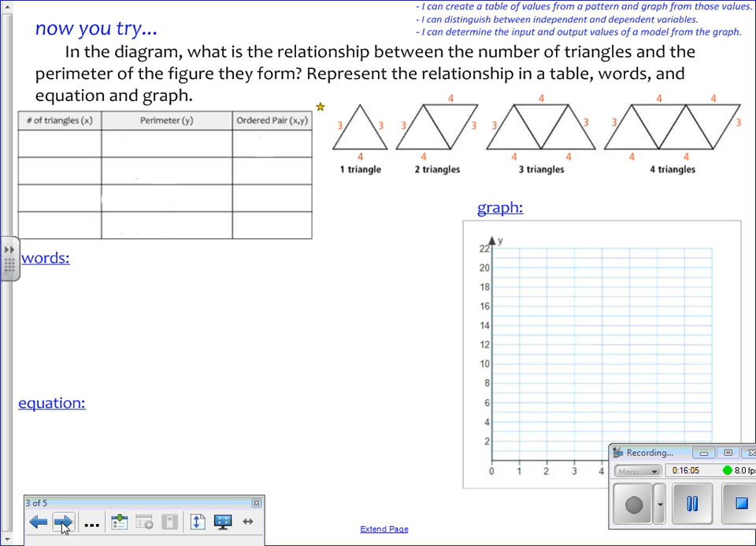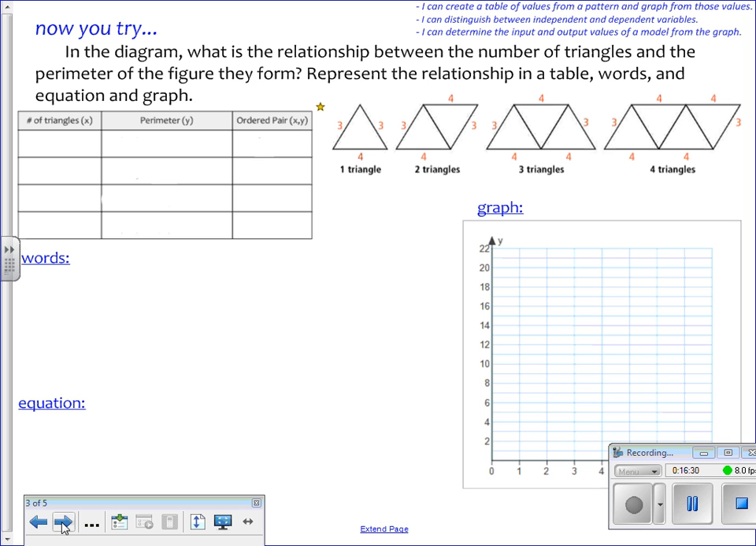Your turn. Same thing, but let me help you get this started, because the figures are a little bit harder. The number of triangles is x. So how many do I have in the first figure? 1. How many do I have in the second figure? 2, and so on. So that's my x. That's easy to do, right? The perimeter, the formula, is a little more difficult.